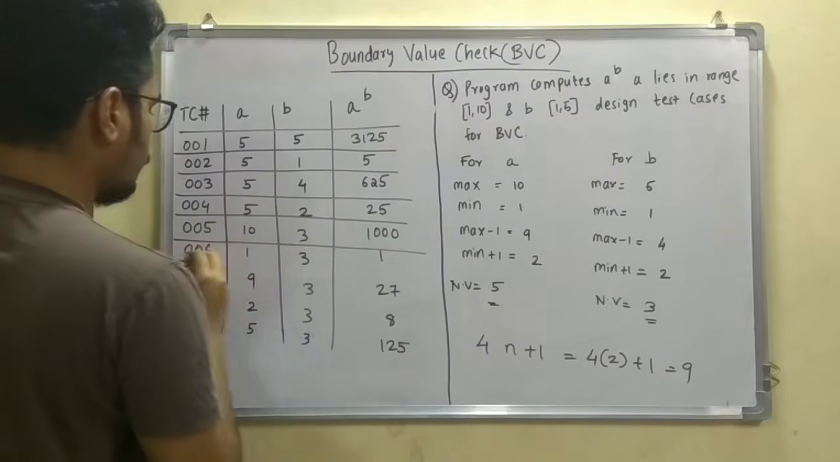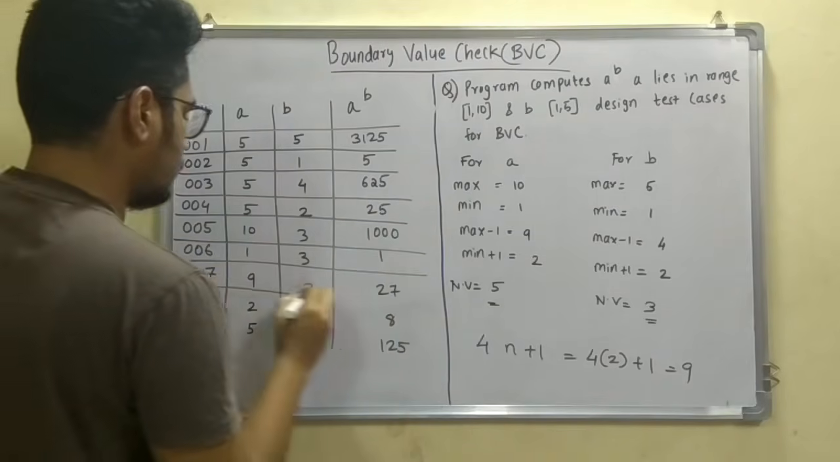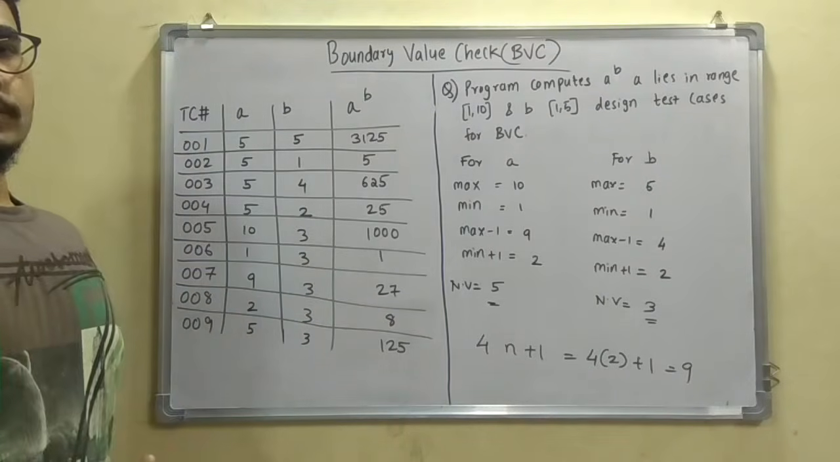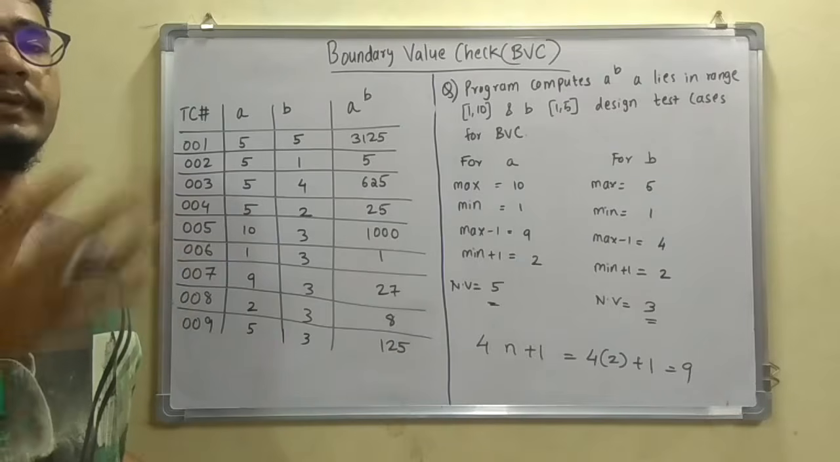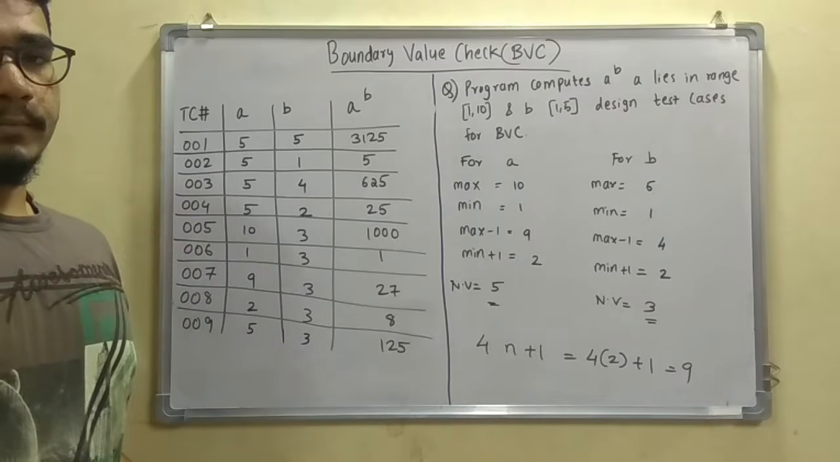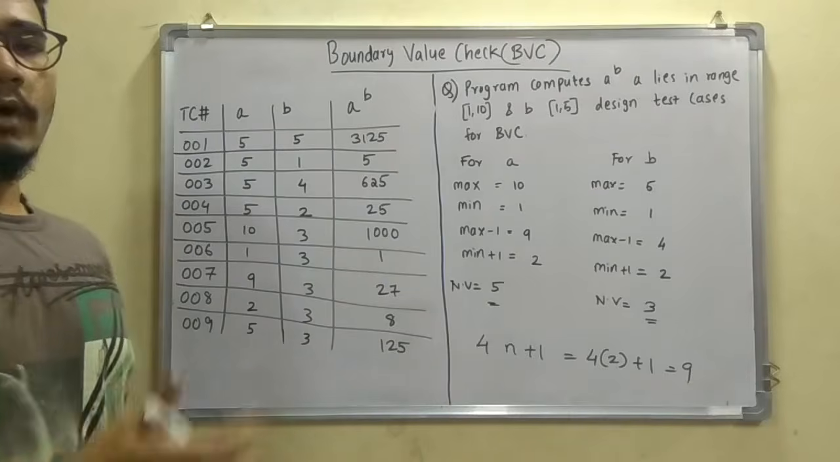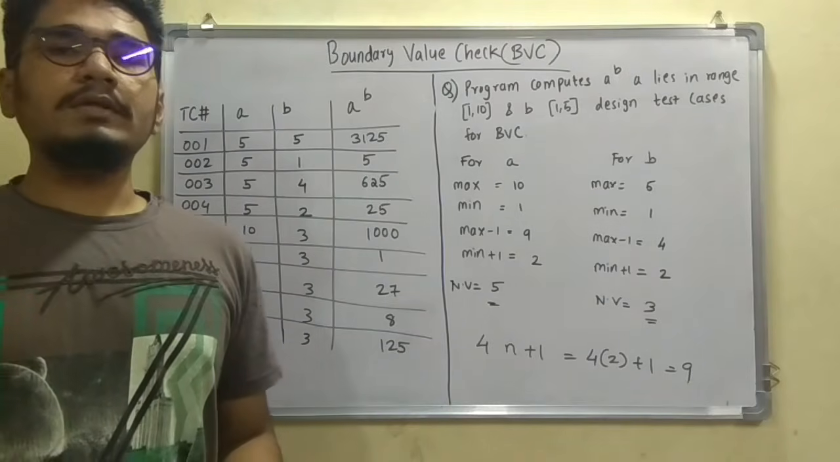Obviously if the number of inputs keeps increasing, then this table would grow gradually, in exponential order. So that would be very big to maintain in memory and for testing the values. So this is all about boundary value checking in software testing and quality assurance.